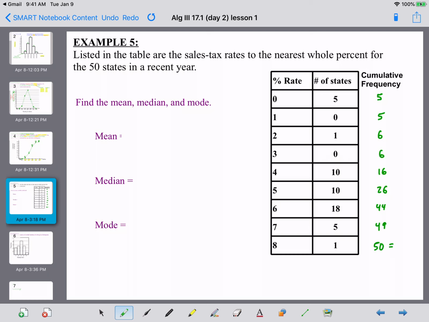So notice we get 50 because there are 50 states, and this is our total number of items, which makes sense because we know there's 50 states.